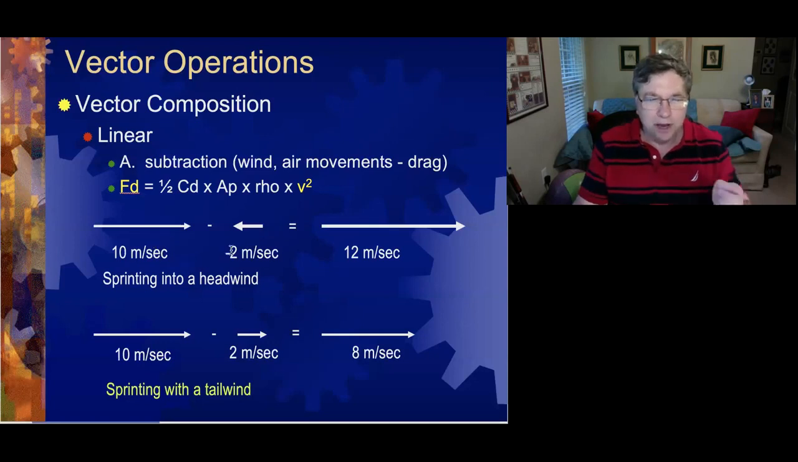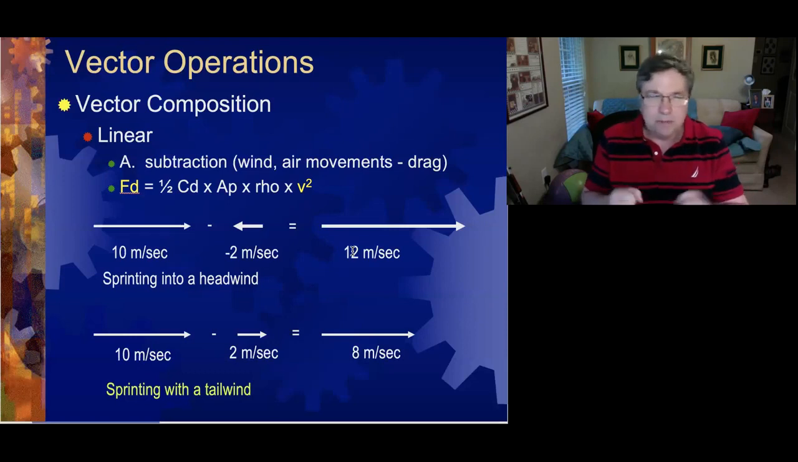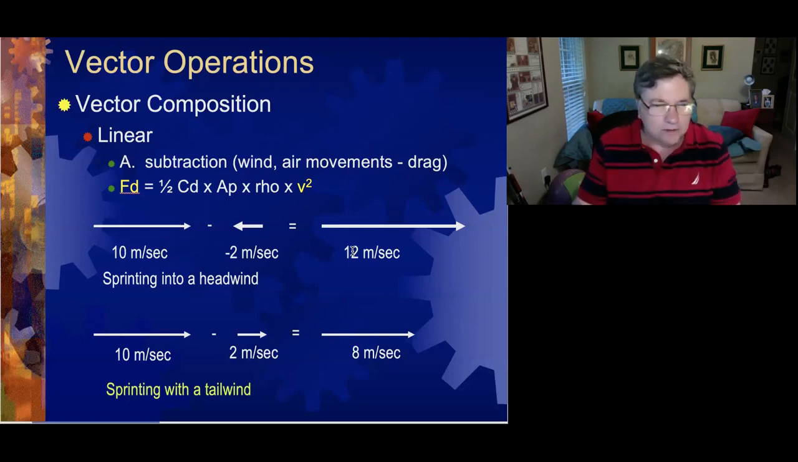So sprinting into a headwind, the air molecules are running past this individual who's going at 10 meters per second at 12 meters per second. If we square that, that's 144. We'll keep that in mind just for a moment.